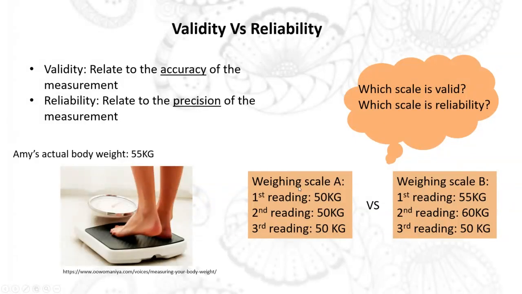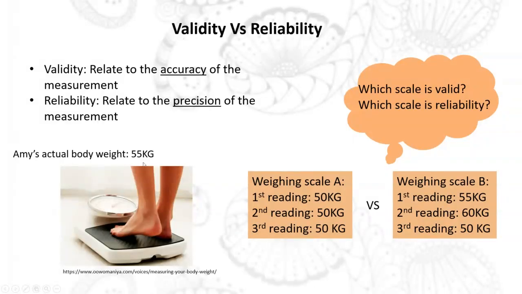I want you to make a guess. There are two scales here, scale A and scale B. Which scale is valid? Which scale is reliable? We check A first. Amy measures her body weight 3 times with scale A, and the reading is 50, 50, and 50. Is it valid?